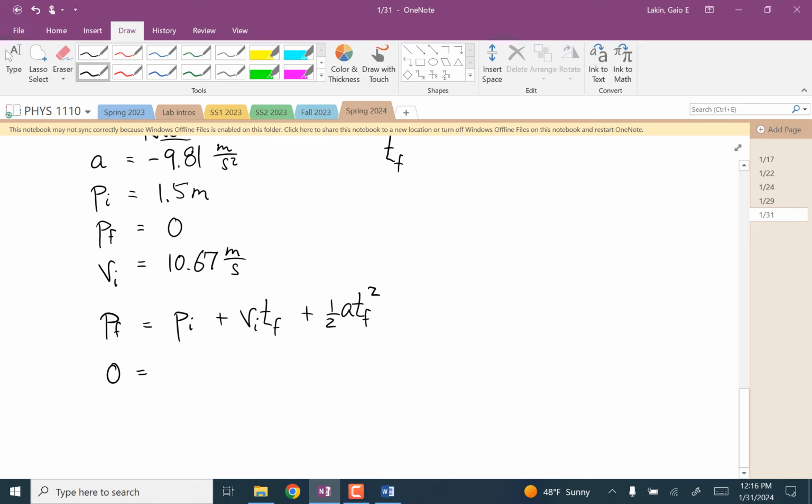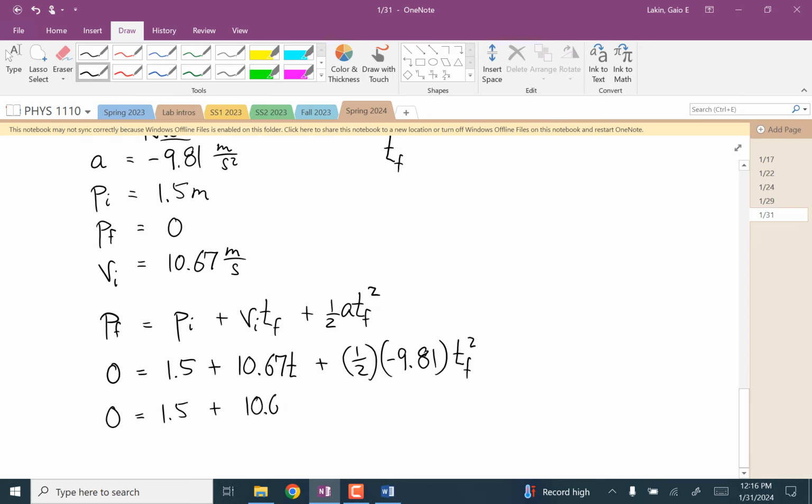So 0 is equal to 1.5 plus 10.67 TF plus 1/2 times negative 9.81 times TF squared. And I'll rewrite this: 0 is equal to 1.5 plus 10.67 T minus 4.905 TF squared. Anybody know how we're going to solve this for T?